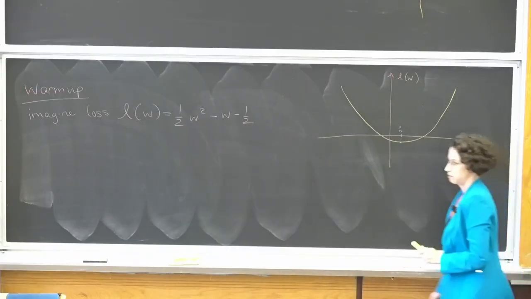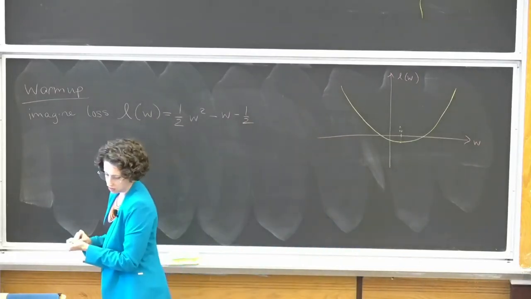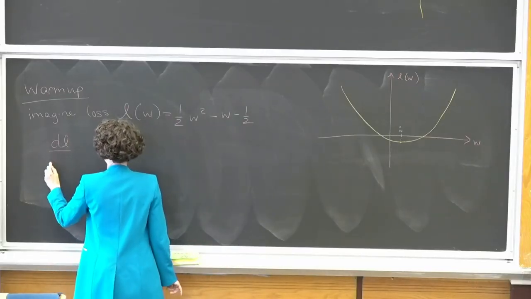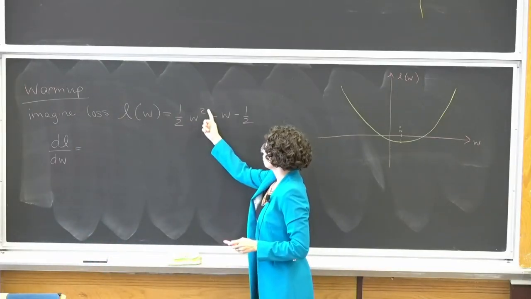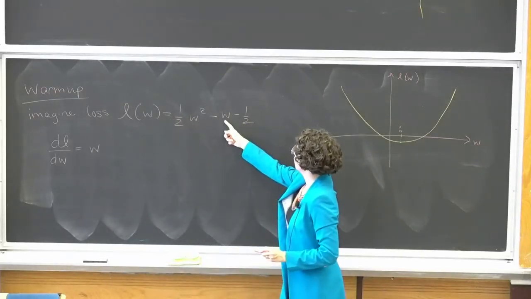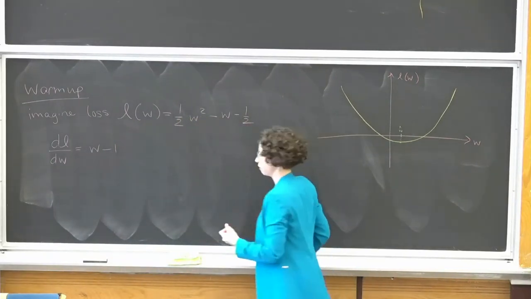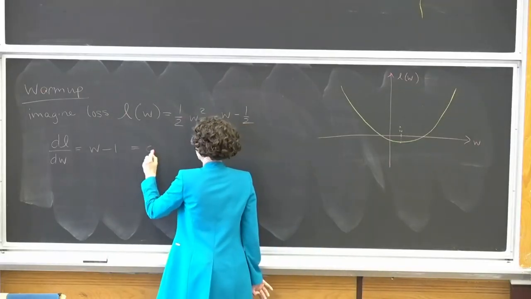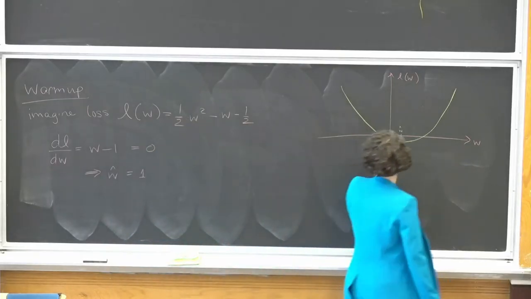Okay, so the way that we learned to approach this in calculus would be to compute the derivative and set it equal to 0. So the derivative of L with respect to W. So take the derivative here. So we've got 2 times 1/2 is 1. So we would have W. And then we would take the derivative of the linear term and we would just have minus 1. And then we take the derivative of our constant. It's 0. And so our derivative is simply W minus 1. We set that equal to 0, and that tells us that our W hat is equal to 1. So right here, this is equal to 1.